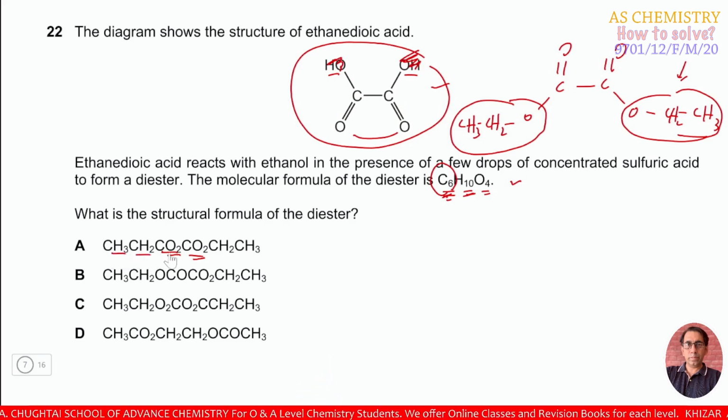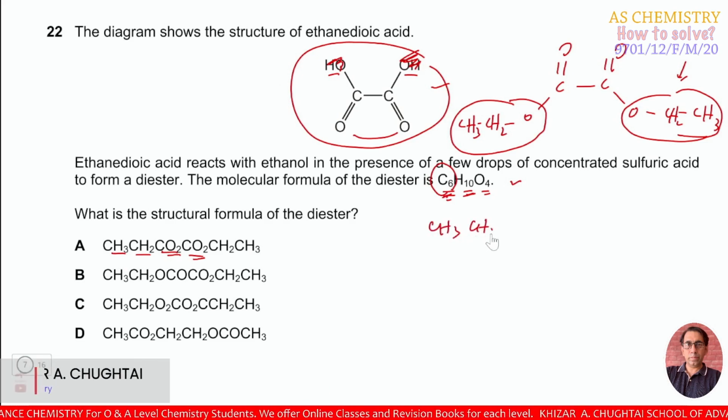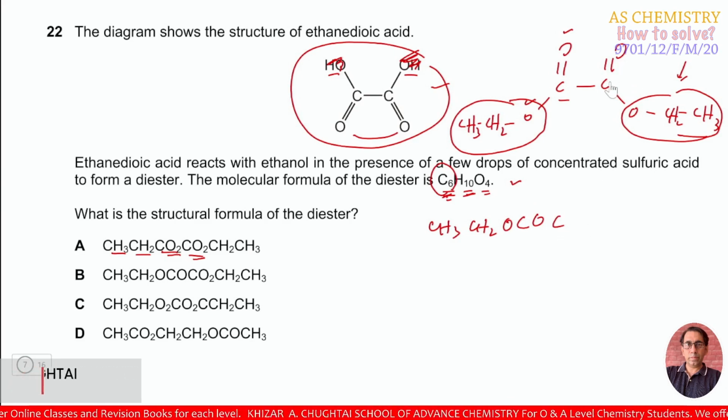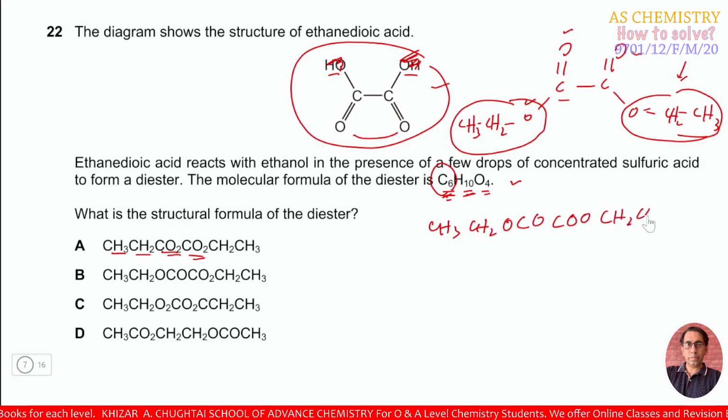Basically, CH3, CH2, then oxygen, then carbon, then again oxygen, then again carbon, and then oxygen, CH2, CH3. We write the formula starting from left to right. Okay, which one is the correct formula? The correct option is B1. B1 is the correct formula, correct option.